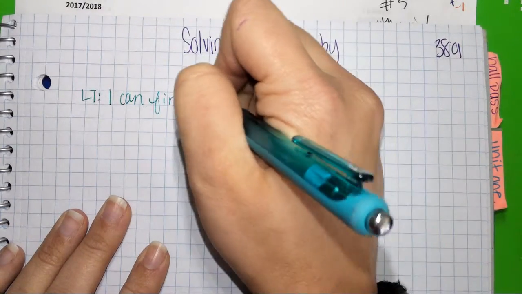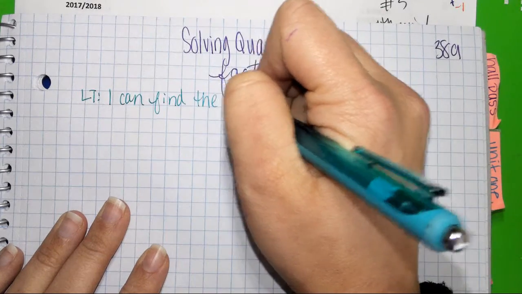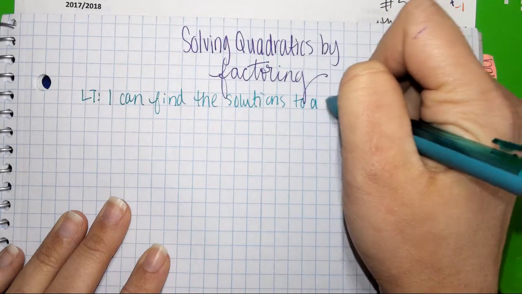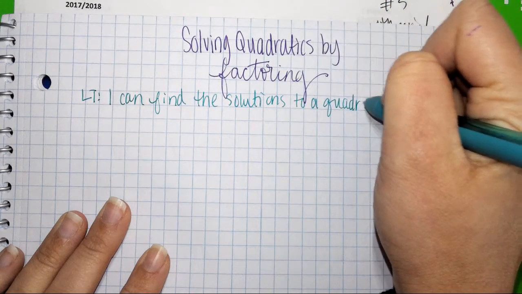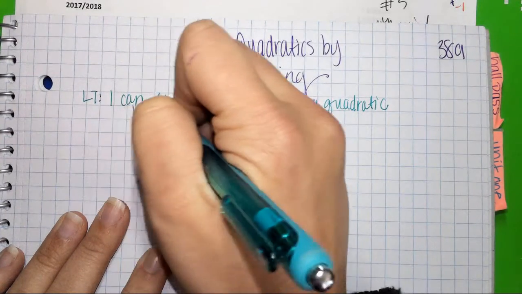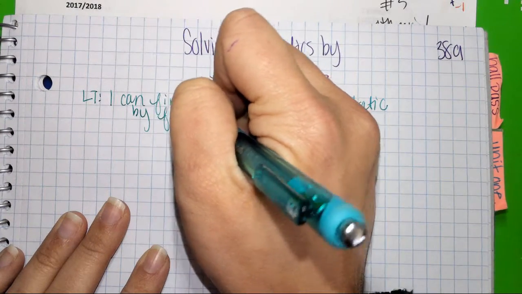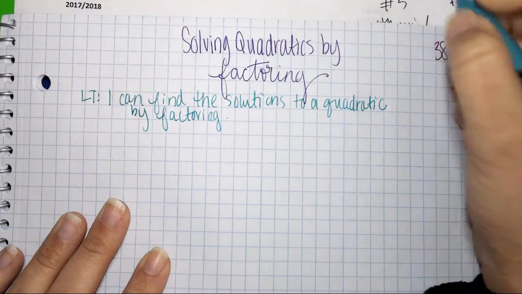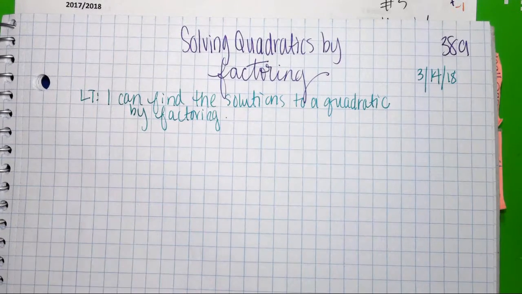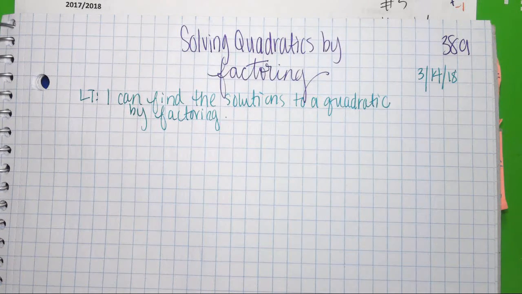And our learning target says I can find the solutions to a quadratic by factoring. So that's what we're going to be able to do by the end of the class period. And our solutions are when our y value is what? 0. Good. Take a point. So we're trying to find x when y is 0.